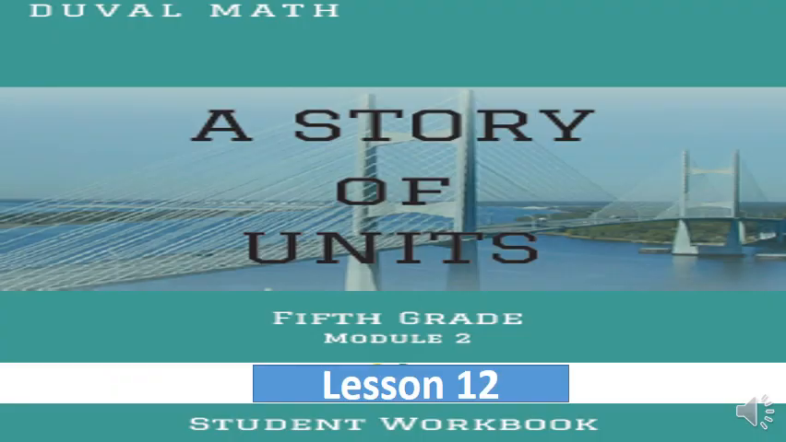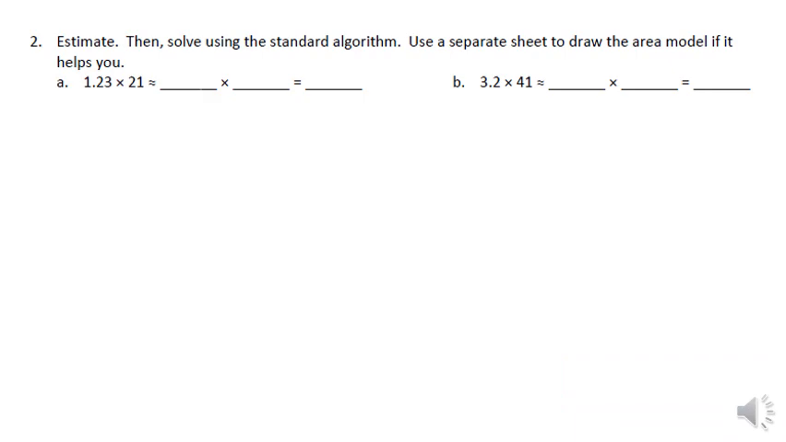Okay, now we're going to go into lesson 12. Lesson 12 is more of the same. It's just that we're going to be doing 2 digits. We're going to the hundreds now. But everything's going to stay the same. We're still going to do an estimate. 1.23 is still going to be closer to 1. 21 is going to be closer to 20. And we know our estimate is 20. So we're going to take the decimal out.